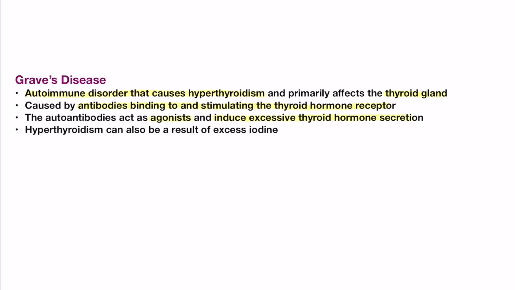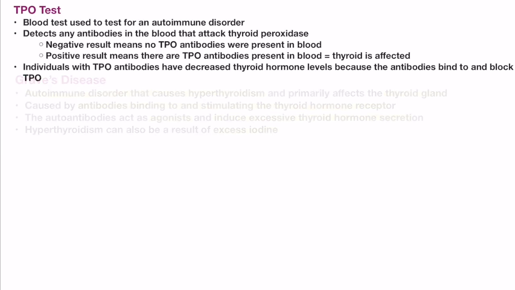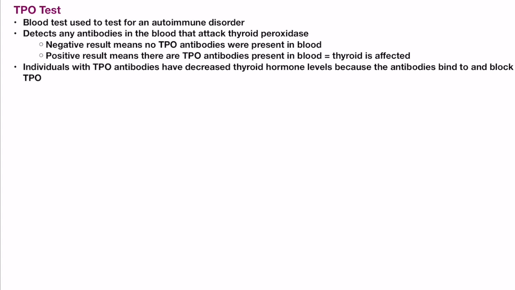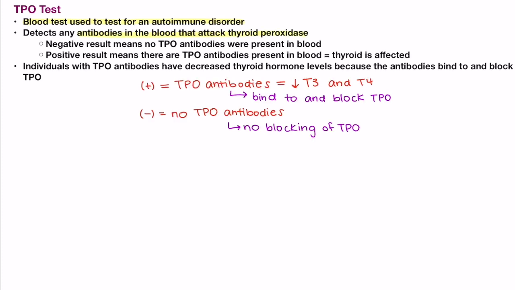An individual can be tested for an autoimmune disorder and other TPO-related diseases by taking a blood test called the TPO test. It detects any antibodies in the blood that attack TPO. A negative result means that there are no antibodies present in the blood, whereas a positive result means that there are antibodies present and indicates that an autoimmune condition is affecting the thyroid. Individuals with TPO antibodies have decreased thyroid hormone levels because the antibodies bind to and block TPO, the key enzyme involved in producing thyroid hormones.